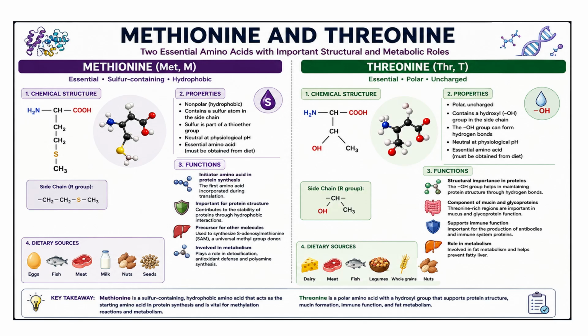Both amino acids are found in meat, fish, eggs, and dairy products. Plant foods such as legumes, nuts, and grains can also provide them, although methionine may be relatively limited in some plant proteins. Key point: methionine is sulfur-containing and nonpolar, whereas threonine is hydroxyl-containing and polar.